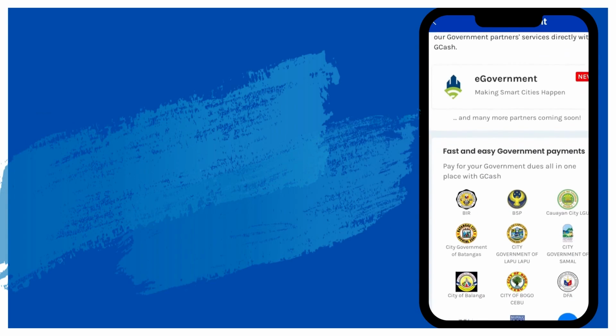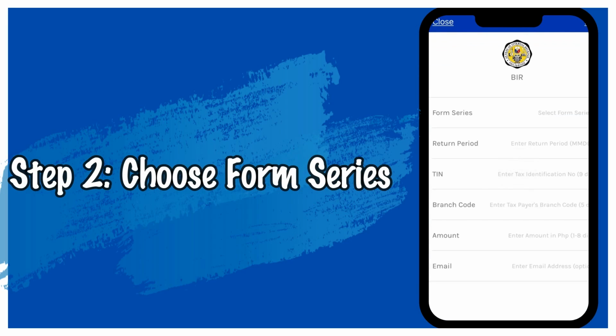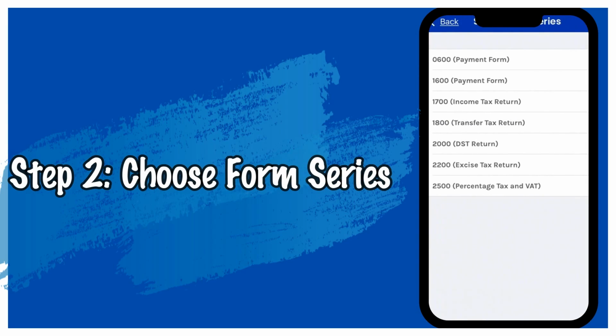Step 2. Choose Form Series. In this step, you have the option to select what you are going to pay. There are 7 form series available at this time.